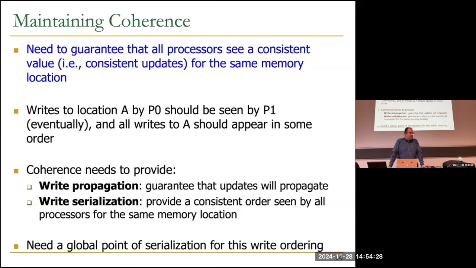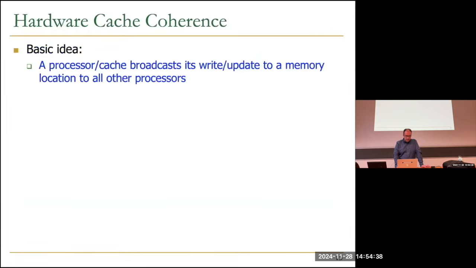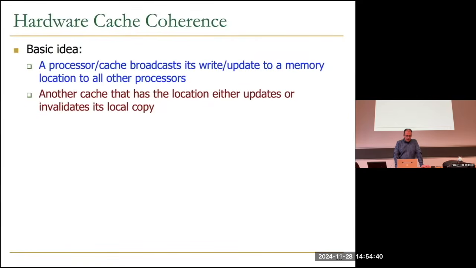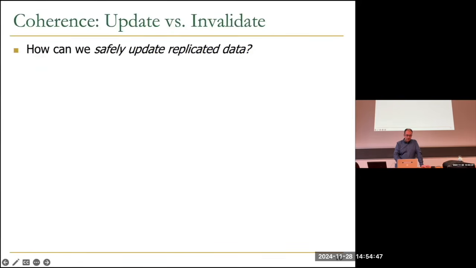And people, especially as I said for GPU, I've read a lot of papers. So another cache that has the location either updates or invalidates its local copy. This is simple. So let's review our basic protocol that we discussed.